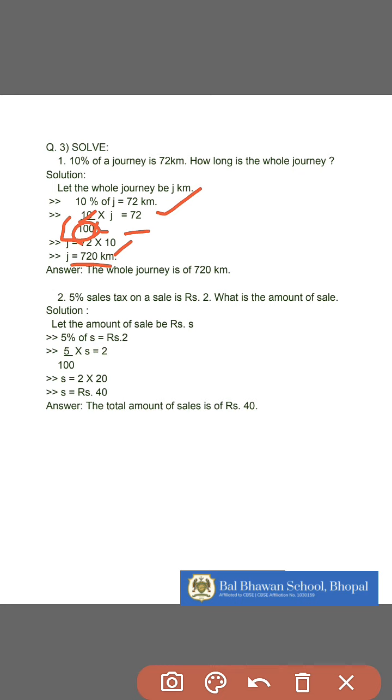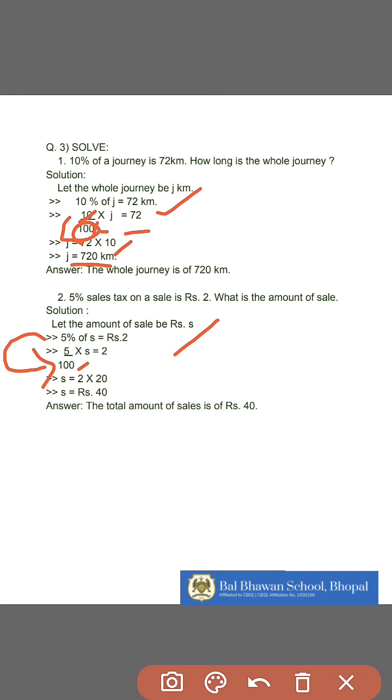In the next question, 5% sales tax on a sale is rupees 2. What is the amount of sale? Let us assume that the amount of sale is rupees s. So 5% of s is equal to rupees 2, because s is the total sale amount. Again 5% needs to be converted into a fraction as 5 upon 100. Of operator will be changed to multiplication and s will come as it is, equal to 2.